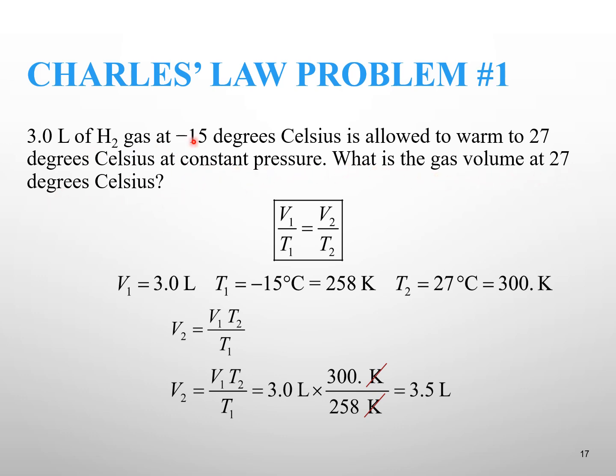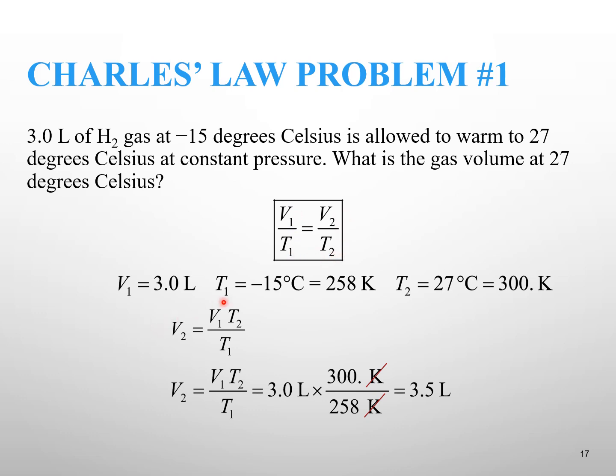So we have our V1, volume 1, and our temperature 1. Now we have to convert the Celsius to Kelvin first. And then we have our new temperature, 27 degrees Celsius. That's our T2, but also convert that to Kelvin first. So we have V1, we have T1, we have T2. We're going to solve for V2.